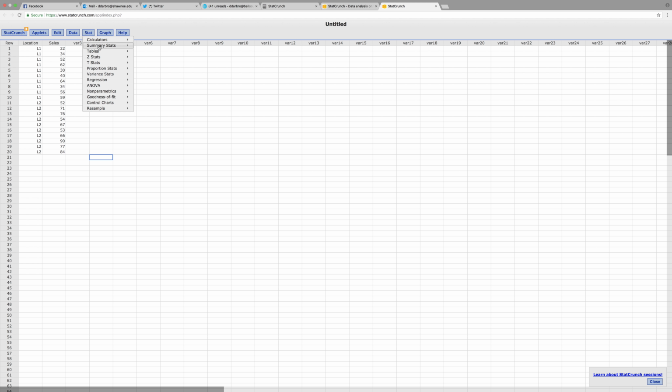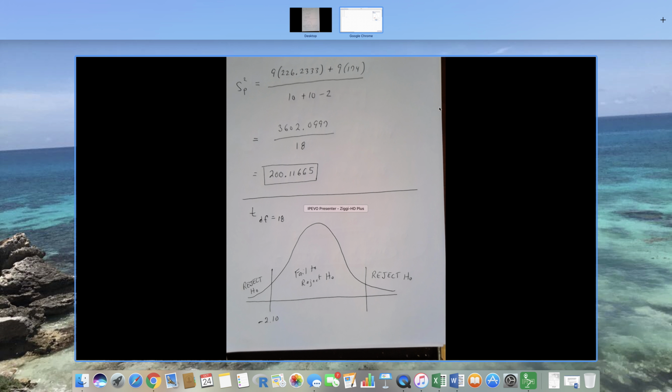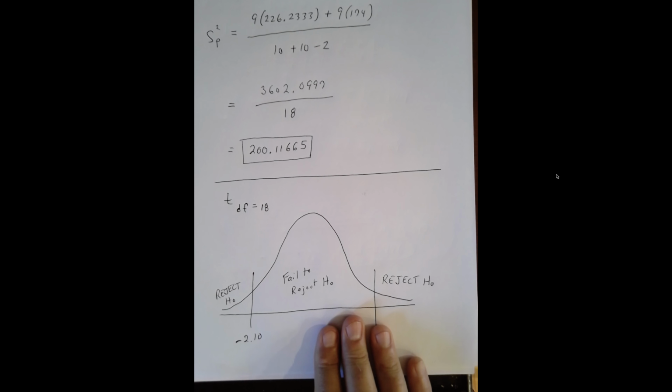So guys, we can just go to Stat, we can go to Calculator, go to the t-distribution, and we want the degrees of freedom to be 18, and we want the area below to be 0.025. Again, we got a two-tailed test, alpha 0.05, so the left rejection region is going to be half of our alpha, half of our 0.05. So the area that separates that is negative 2.10, let's call it. All right, so let's go back over here. So we know it's negative 2.10.